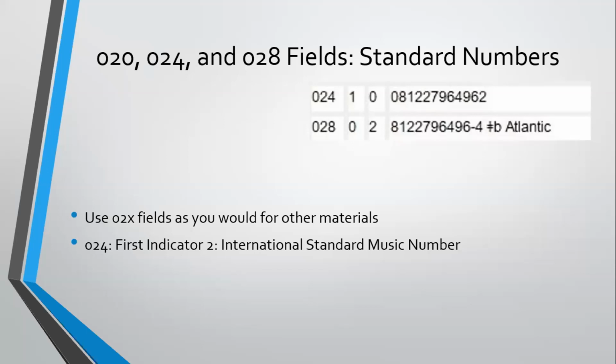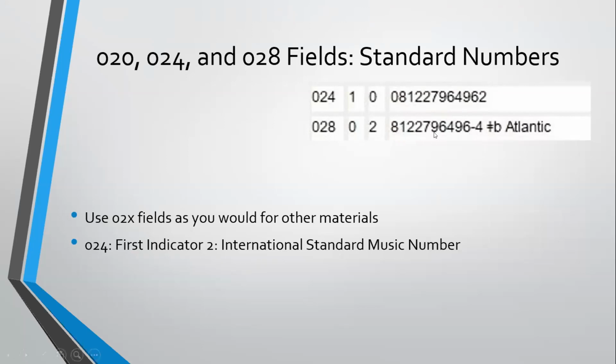Okay, so identifiers, again, are going to be a little bit different for audio recordings. So for an 024, first indicator 2 is going to be an international standard music number. This one that you have in the example here is a universal product code, I believe. 028 is the one that you will see very commonly that you need to include with audio recordings.